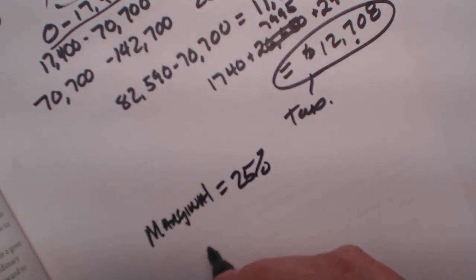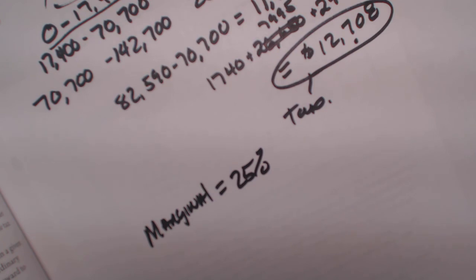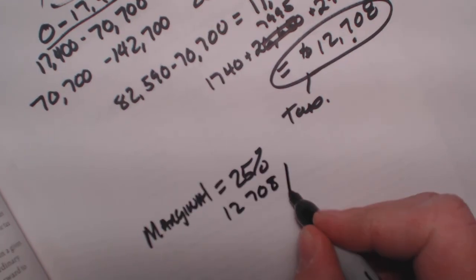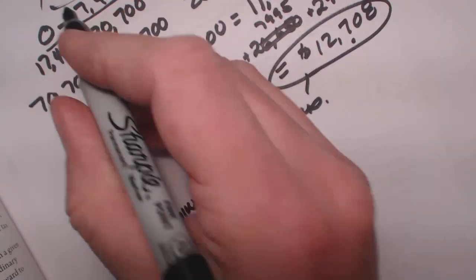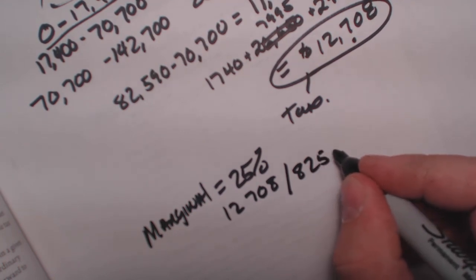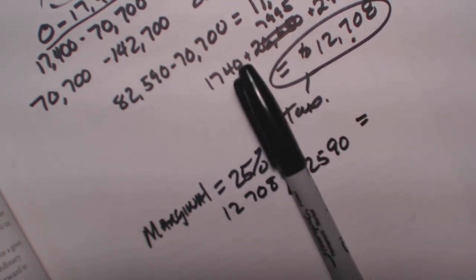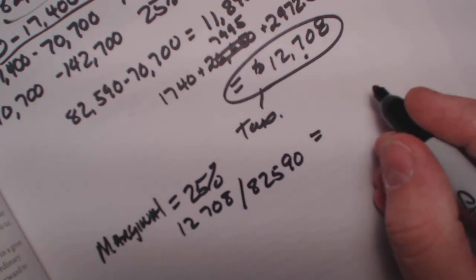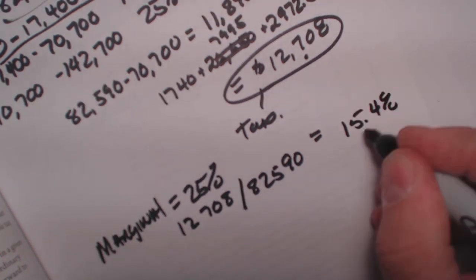Then the average tax, well, here's what we also need to do, is that we take this number, $12,708, and we divide it by this number right here, the 82,590. And then when we do that, let's calculate that out. 12,708 divided by 82,590 gives us 15.4% average tax rate.